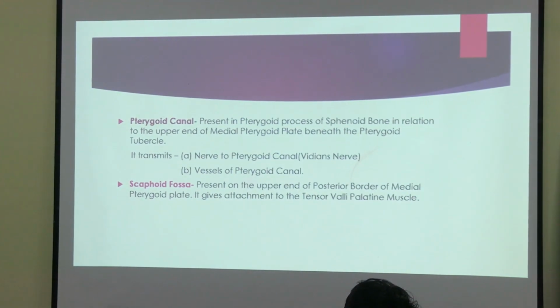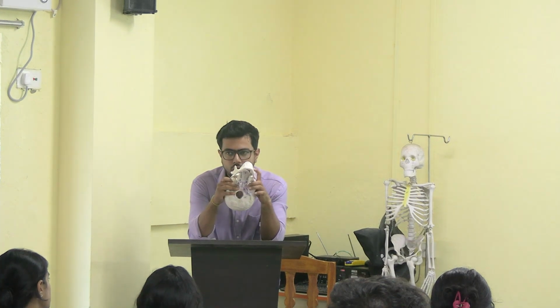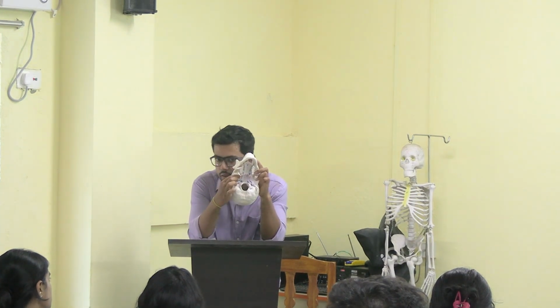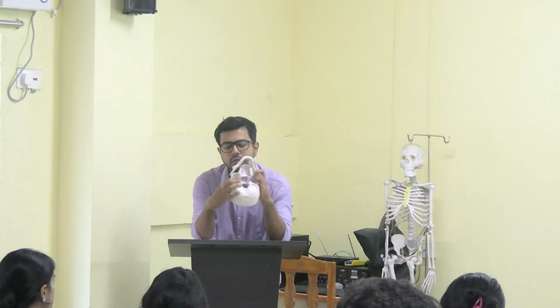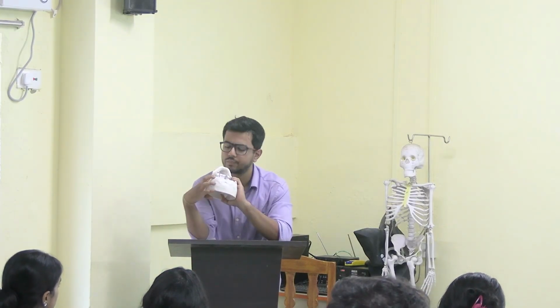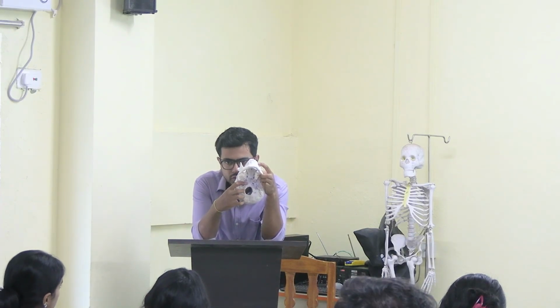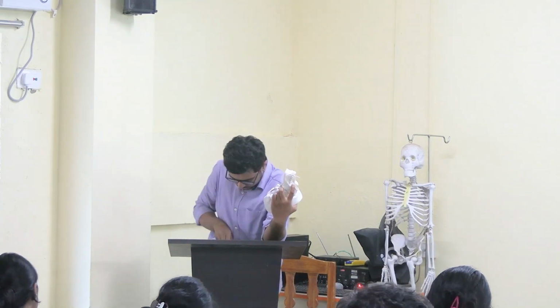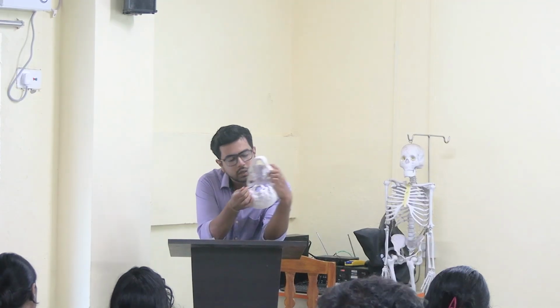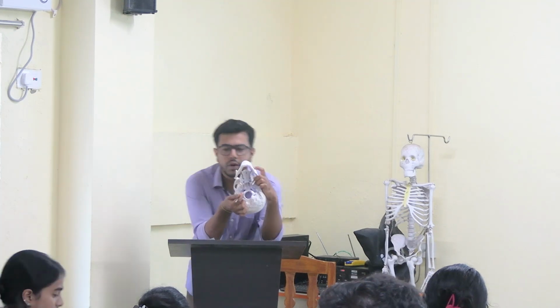Now, this one, the pterygoid canal. As the name suggests, it is related to the pterygoid plate. It is related to the medial pterygoid plate, not the lateral one. This is the superior aspect, this is inferior. On its superior aspect, there is this pterygoid tubercle. Beneath this pterygoid tubercle lies the pterygoid canal. Of course, you cannot see it so easily.